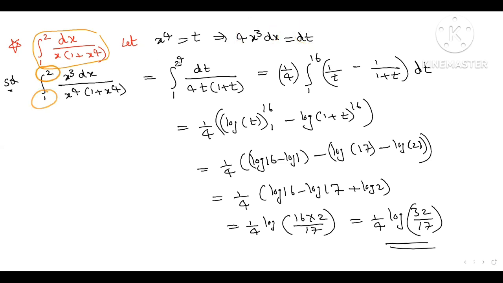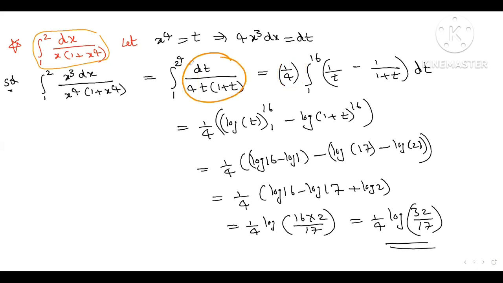Now change the limits. If x value is 1, then t value is also 1, since 1 to the power 4 is 1. If x value is 2, then t value is 2 to the power 4, that is 16. x cube dx is dt by 4, and 1 plus x to the power 4 is nothing but 1 plus t. Here 1 by 4 is a constant.